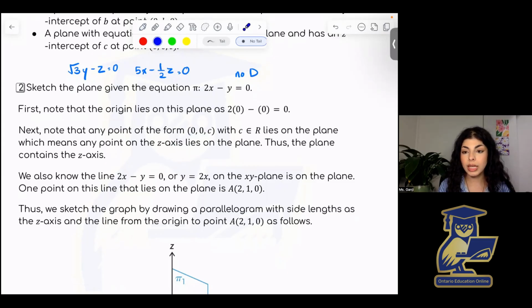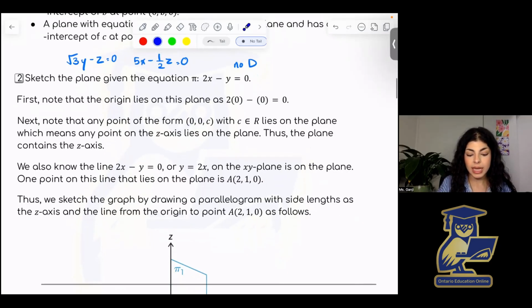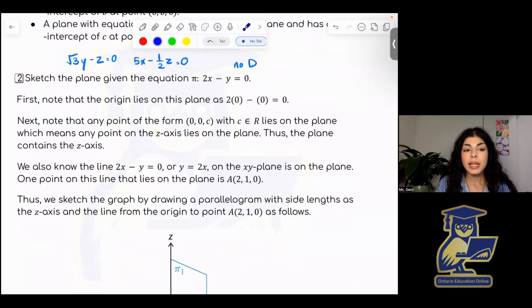So going back to intersections of a line and a plane, we know that the z-axis lies on the plane. So we can say the plane contains the z-axis. Now, we find one more point on our plane, and so we interpret from 2x minus y. We just rewrite this as y equals 2x, because this was equal to 0. And so any point that satisfies y equals 2x will be on the plane as well.